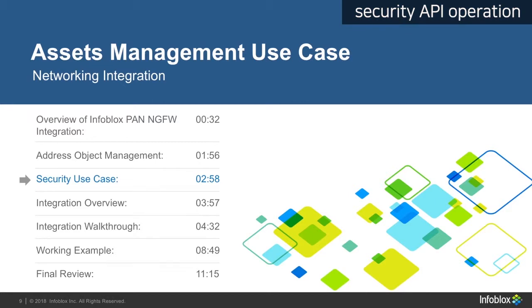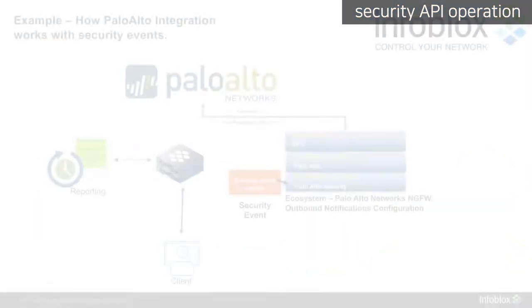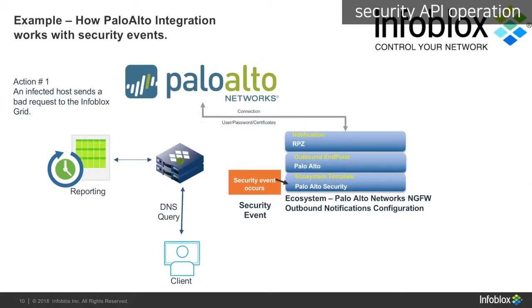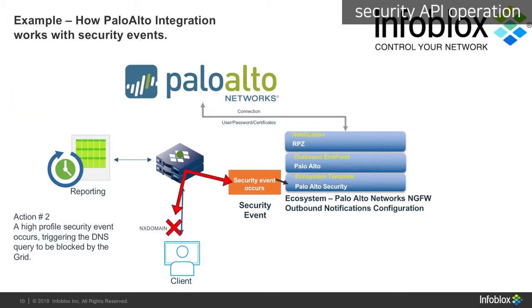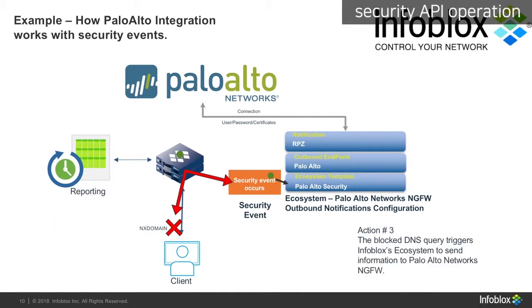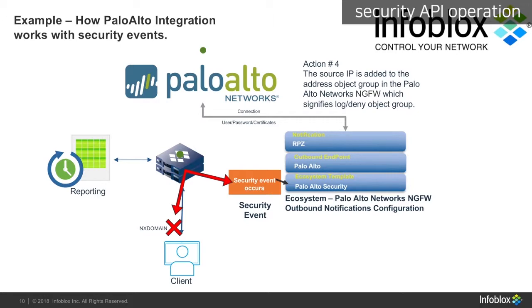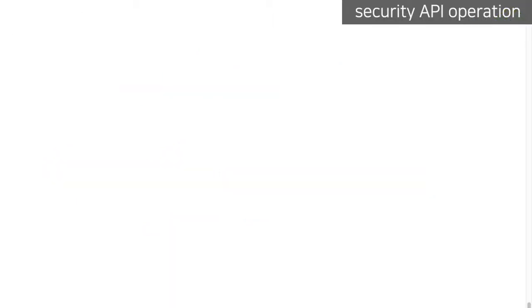Let's look at another use case. Here, a user tries to make a DNS request to a domain that was not allowed. Next, the DNS request is blocked by Infoblox. Infoblox's ecosystem templates are then triggered, sending information about the user to PAN. Finally, the IP address is added to the address group object, which you can use to create custom policies. Now let's see that in action.